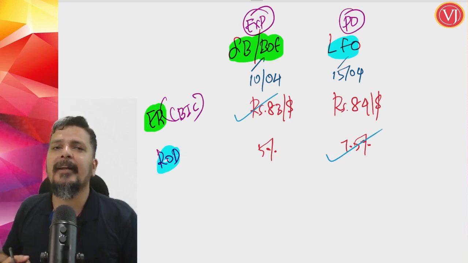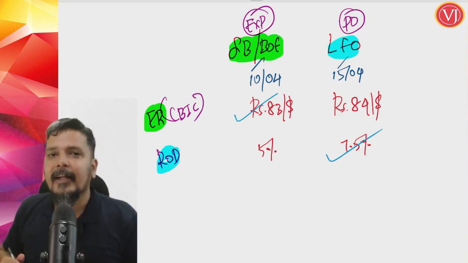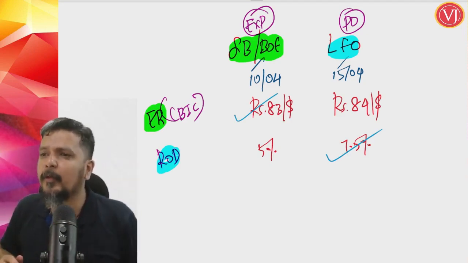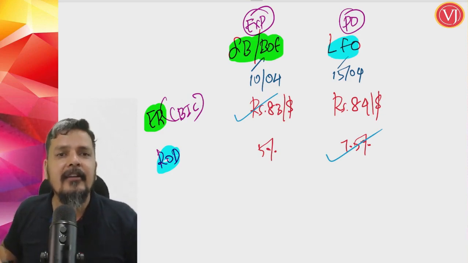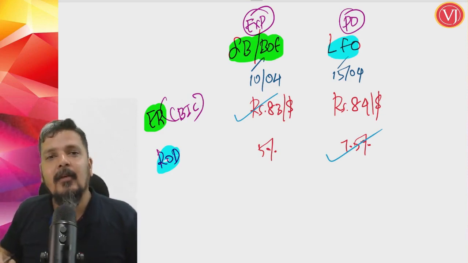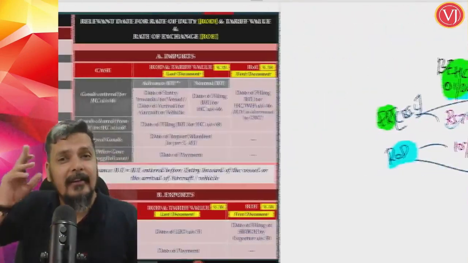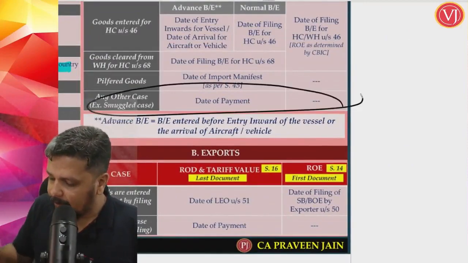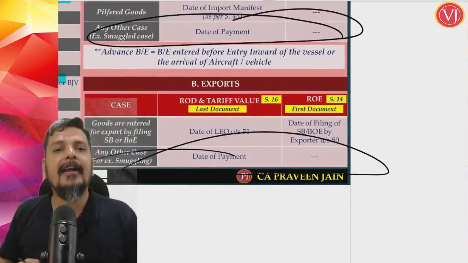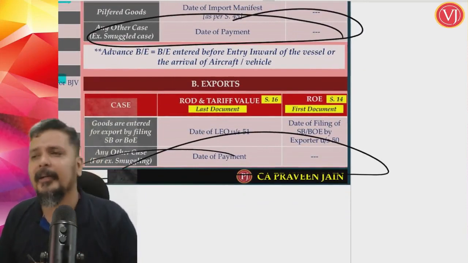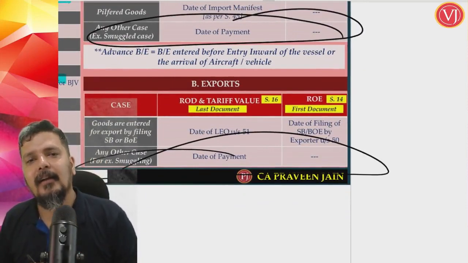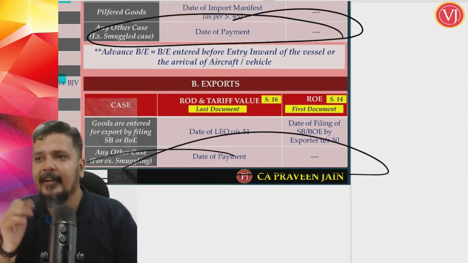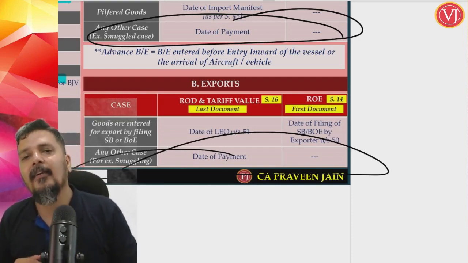Don't you think in your time of supply there will be a residuary provision? Assume in import and export, you don't file a bill of entry, you don't file a shipping bill or bill of export. You are a smuggler. What will happen? What will be the relevant date? Remember your GST. In case of smuggling, date of payment. That will be the relevant date. Something is better than nothing. At least have that relevant date. It is date of payment.